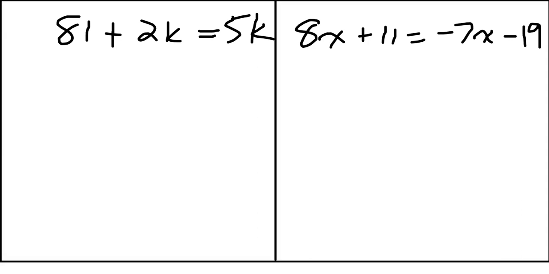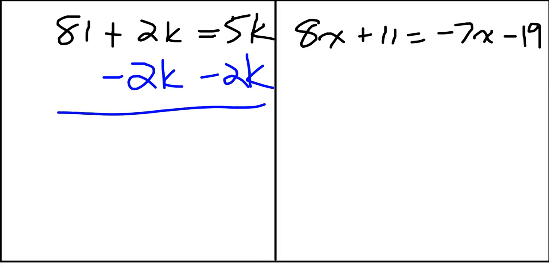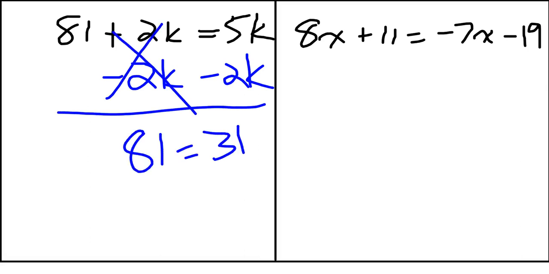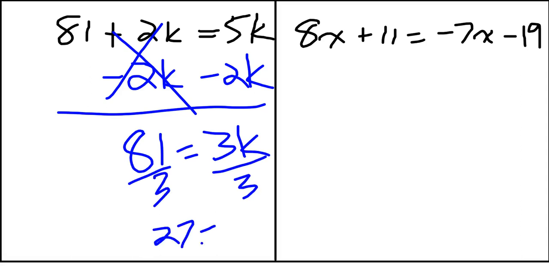So on the left-hand side of this equation, we're going to take away 2k, going to try to keep all of the variables with positive coefficients when we can. That leaves 81 on the left-hand side and 3k on the right-hand side. Divide by 3 to get 27 is equal to k.